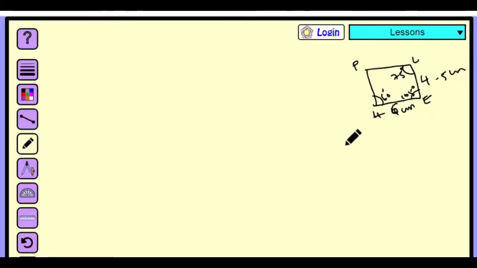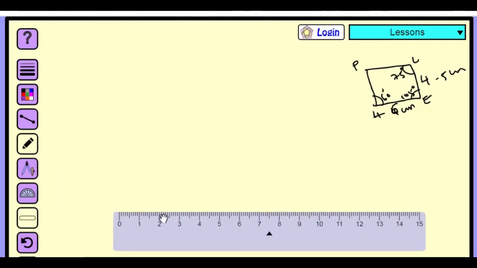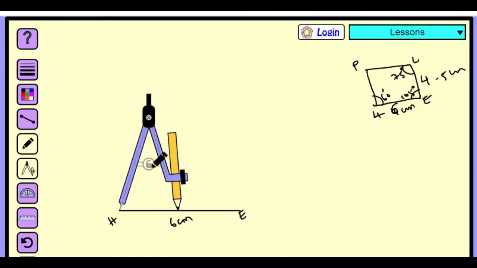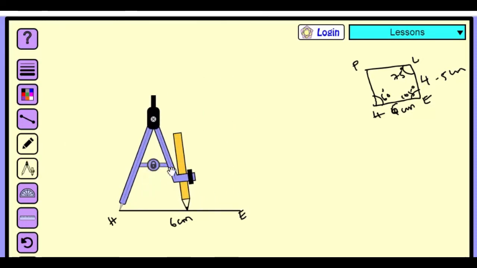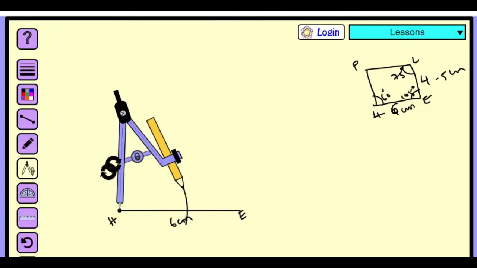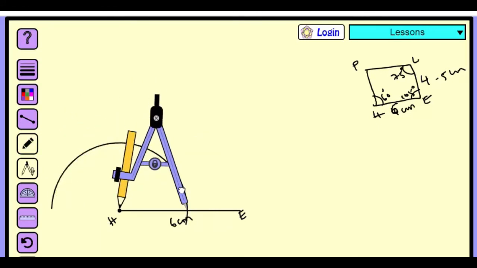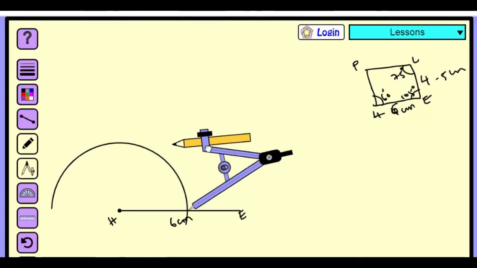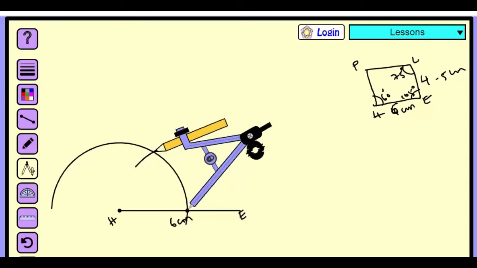Let's go to the construction part. So the next step is we are going to draw a line segment HE with 6 cm and label here H and E and 6 cm. And now construct the angle H, 60 degrees, with the help of a compass. Take the compass radius more than half of the length of HE and draw an arc with this center. Draw another arc which cuts the previous arc at the point marking 60 degrees. So this arc indicates 60 degrees.